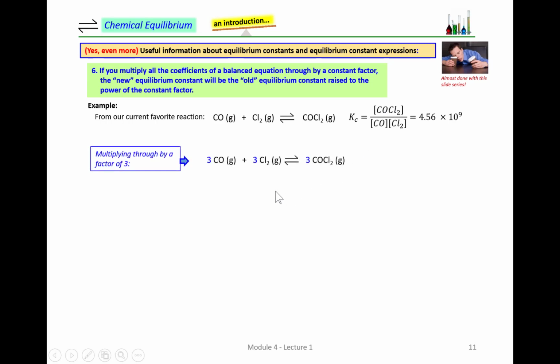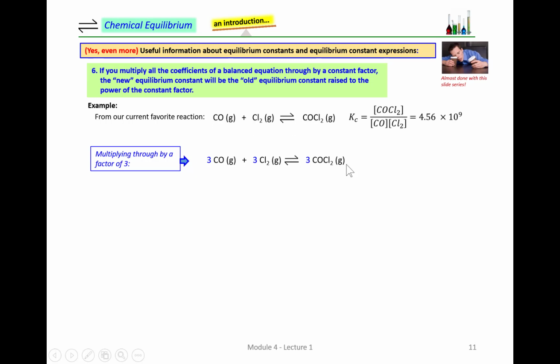So from the current reaction we seem to be concentrating on, remember that carbon monoxide and chlorine are in equilibrium with CoCl2, although the equilibrium strongly favors the product side because the equilibrium constant is large, and we write the equilibrium constant expression as this. Now let's suppose, for whatever random reason, we wanted to multiply this balanced equation through by 3. So each of these coefficients is a 1. If we multiply through by 3, each of the coefficients will be 3.